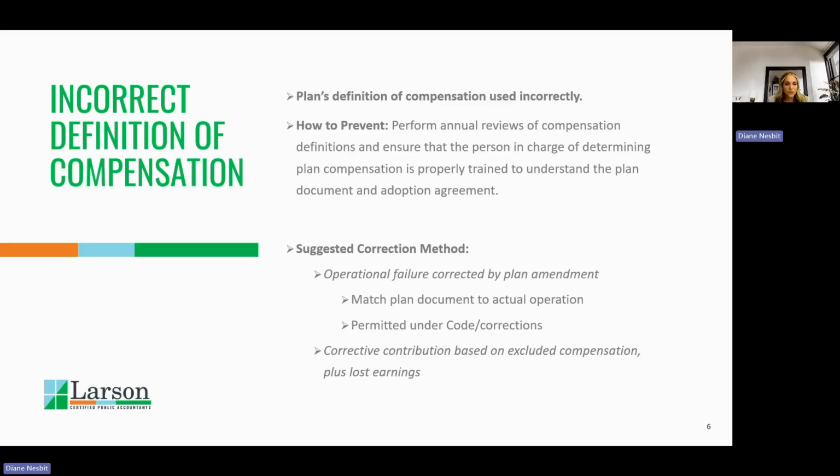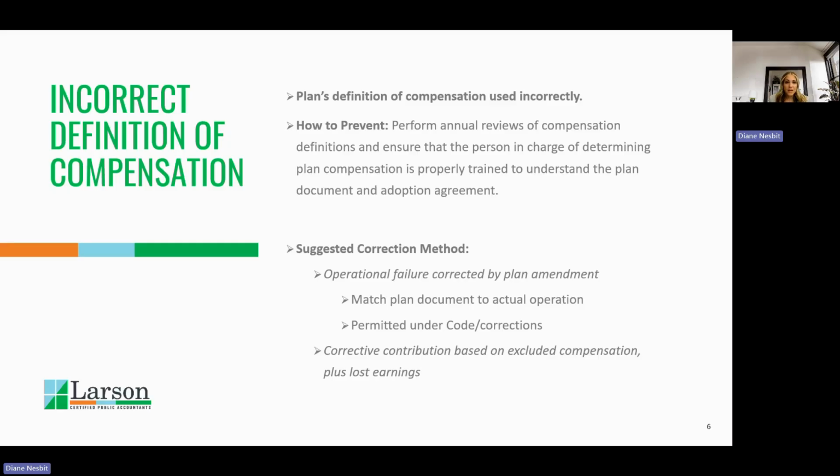Okay, incorrect definition of compensation. So the plan's definition of compensation is applied incorrectly. So how to prevent: make sure that you perform annual reviews of compensation definitions from the plan document, and ensure that the person in charge of determining plan compensation for payroll purposes is properly trained to understand that plan document and adoption agreement. So, is there a new pay code that was added this year? And when that was set up, did we make sure that that pay code meets the definition of compensation from the plan document, and as such, it should be part of compensation when determining contributions to the 401k plan.